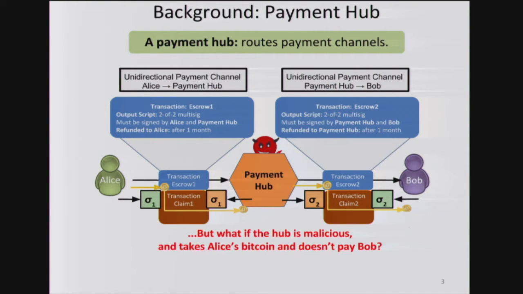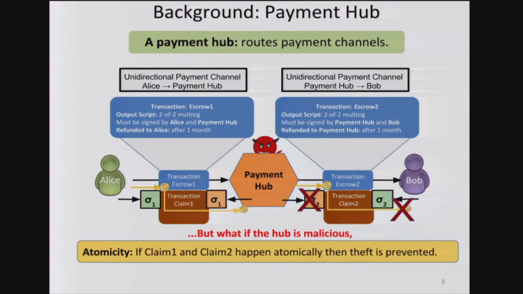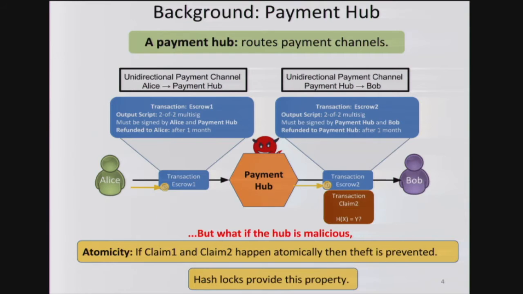The payment hub could be malicious and just take Alice's Bitcoin and never sign the second claim transaction and walk away with the money. So one of the traditional strategies is to make claim 1 and claim 2 atomic. So they either both happen or they don't happen at all. You can see that this would actually fix the problem, because it's this lack of atomicity that allows the payment hub to steal. One of the ways this is done is with hash locks.